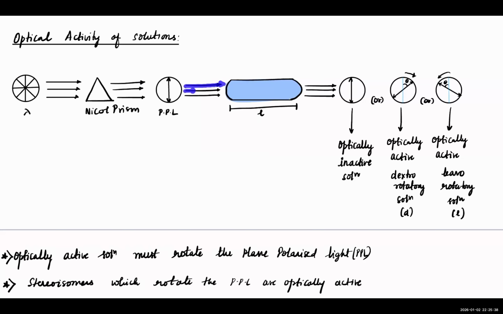If this light is let to pass through the solution, the light will transmit into the solution and it will come out of the solution. As it comes out of the solution, you have an angle reader here to read the angle of refraction. So as the light comes out of it, if you see there is no change in the original angle, so light went with the same vertical projection and it came as the same vertical projection, then we say the solution is optically inactive.